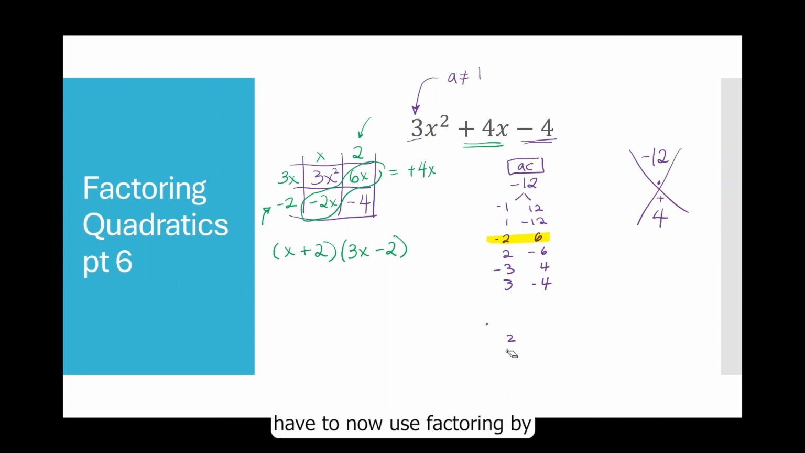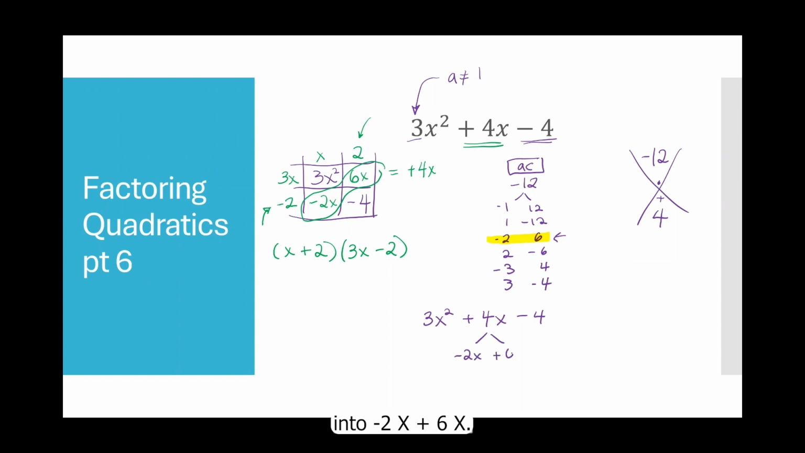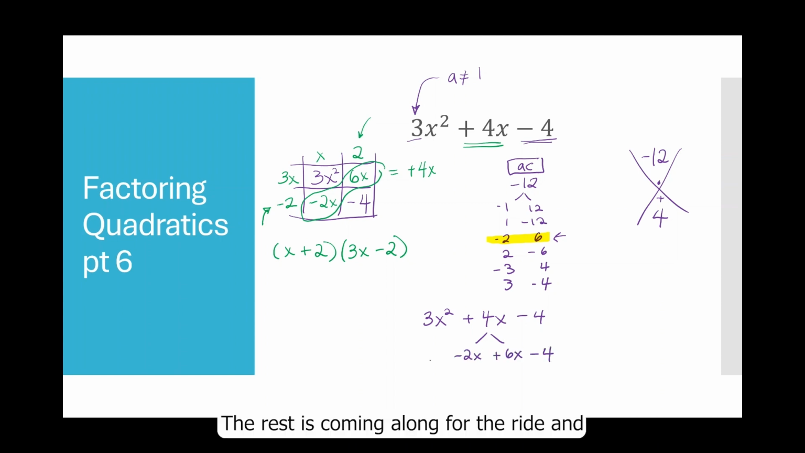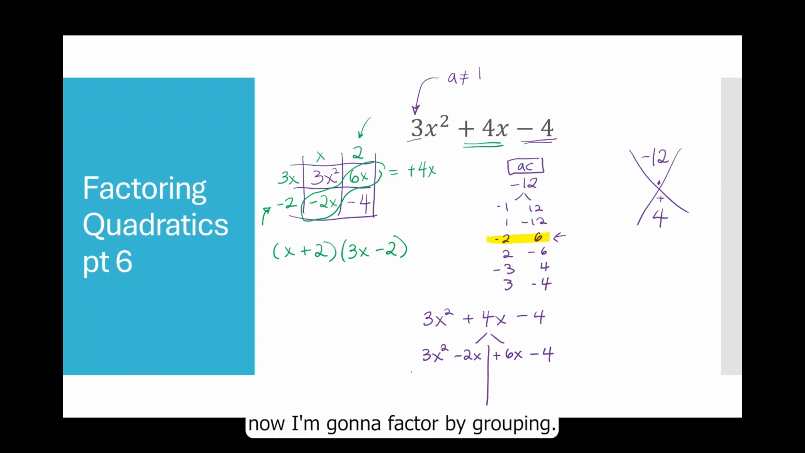We have to now use factoring by grouping. And if you are not comfortable with factoring by grouping, make sure you go do some practicing to get comfortable with it. So I'm going to take that same expression I had, but I'm going to break the 4x into these two parts. So I'm going to break it into negative 2x plus 6x. The rest is coming along for the ride. And now I'm going to factor by grouping.